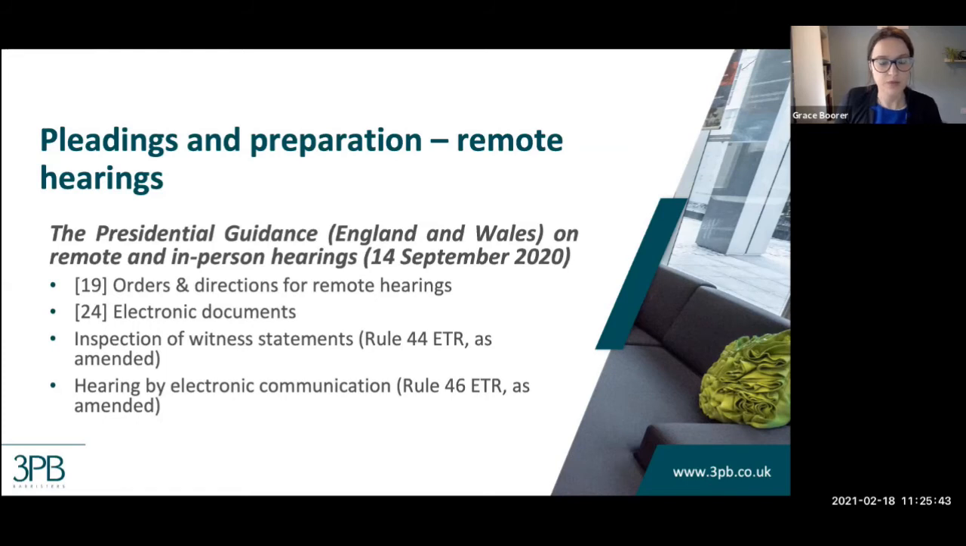In terms of documents themselves, there's some useful detail at paragraph 24. It emphasises that PDF should be the default, that there should be file sharing for large files rather than sending emails, and just gives some practical guidance which is useful to bear in mind. One that is particularly useful, I found from practice, is in relation to page numbering of PDFs, to make sure that's matched up as far as possible with the document numbering.